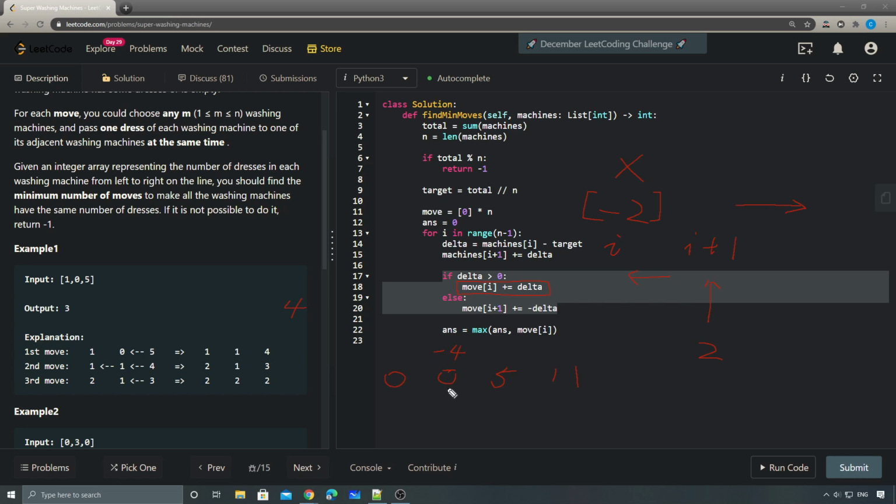And then here we'll also have a -4, right? So -4 and -4 again will be -8 here. So here 5 minus 8 will be -3.